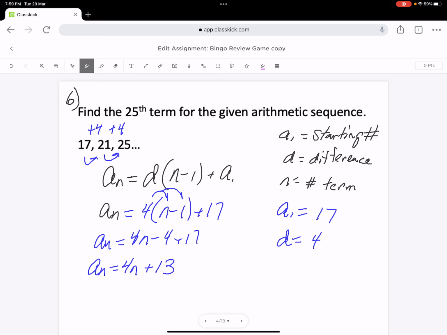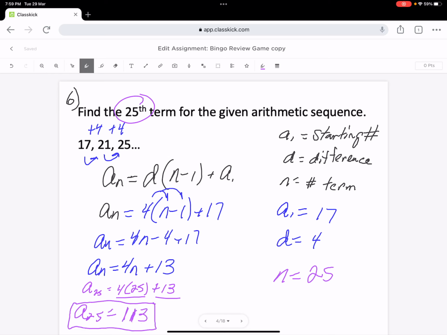So now I'm asking you to find the 25th term, so that means when n is 25. So we will then say a sub 25 is equal to 4 times 25 plus 13. Well, 4 times 25 is 100, plus 13 is 113, so a sub 25 is equal to 113. And this is how I want you to write your answer, because by writing the subscript, you're telling the reader that this is the 25th term we're finding, and it is equal to 113. So you must write your answer in that way of a sub 25.